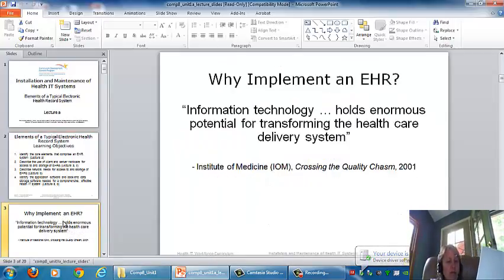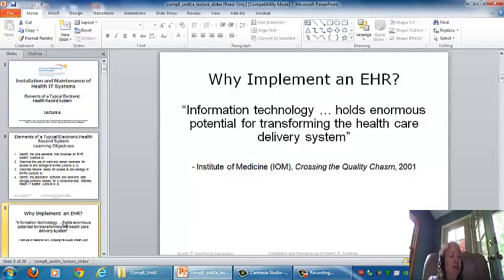So why implement an EHR? Well, the Institute of Medicine, also referred to as the IOM, is an independent organization which tries to help improve healthcare at the national level. They compiled a report in 2001 that stated the United States ranks 37th worldwide for quality of healthcare.